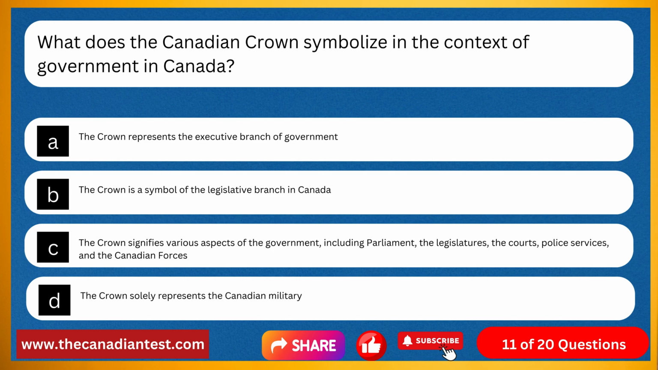Question 11. What does the Canadian Crown symbolize in the context of government in Canada? Option A, the Crown represents the executive branch of government. Option B, the Crown is a symbol of the legislative branch in Canada. Option C, the Crown signifies various aspects of the government, including Parliament, the legislatures, the courts, police services, and the Canadian Forces. Option D, the Crown solely represents the Canadian military.